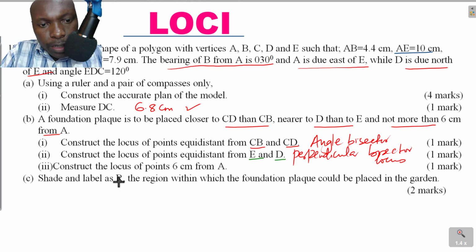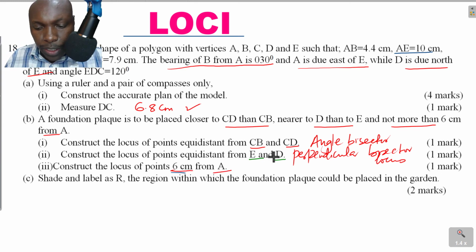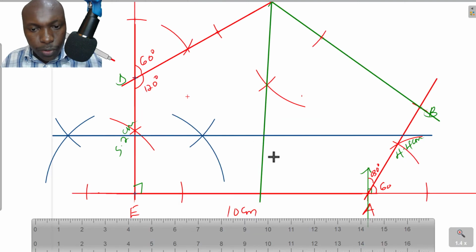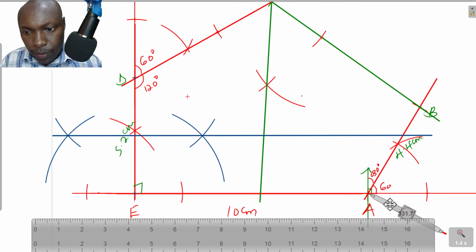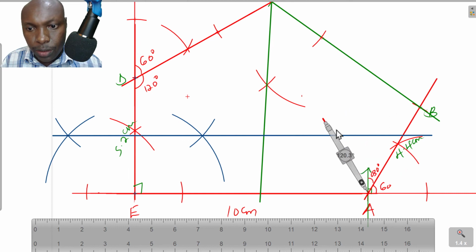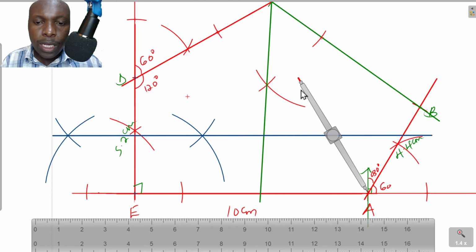The next question here is construct the locus of point 6 centimeters from A. So what are you going to do? You're going to stand at A. We stand at A. Then with a radius of 6 centimeters, just taking it with my pair of compasses there, 6 centimeters. So that is 6 centimeters.